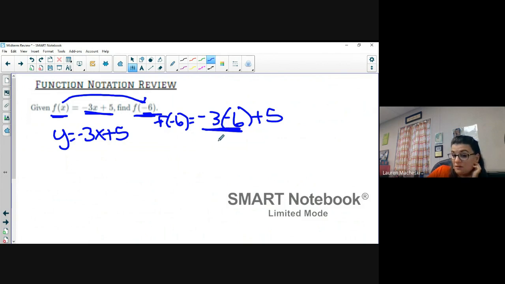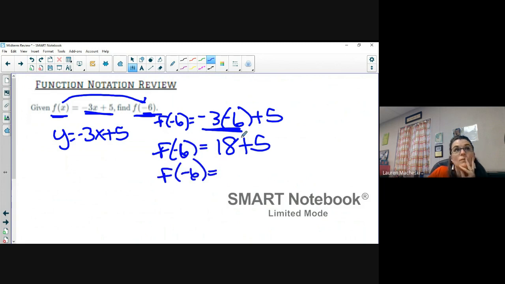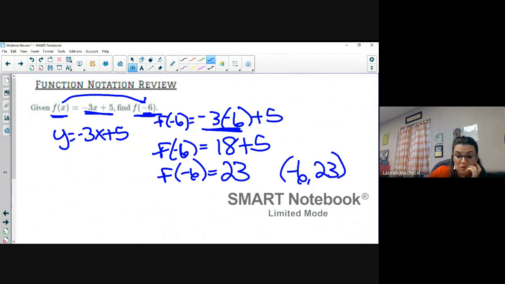Negative 3 times negative 6 is 18. 18 plus 5 is, what is 18 plus 5? 23. So when x was negative 6, y is 23. You can check yourself on your graphing calculator, and I'm going to show you how to do that. Let me just present my screen here.